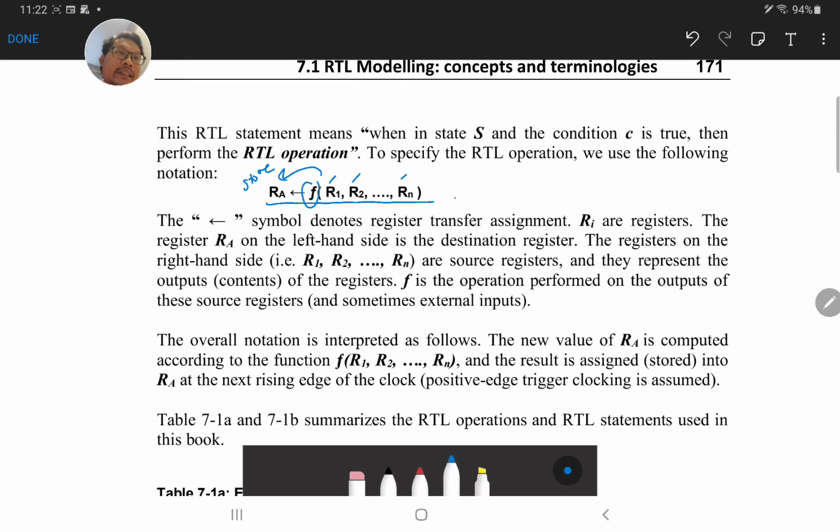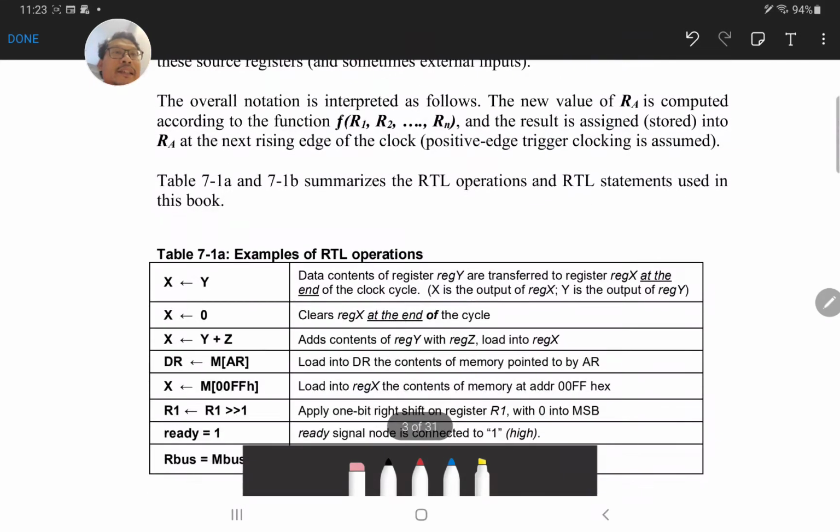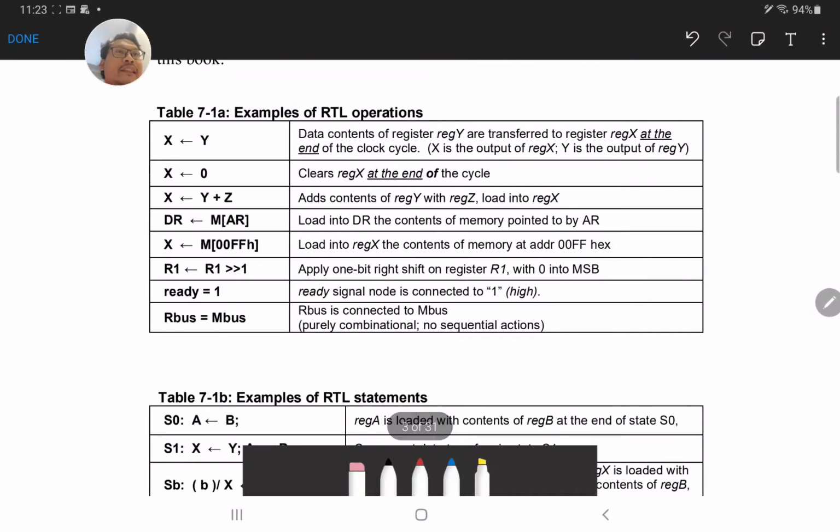Okay, so that is the RTL operations. Once we have the result, we want to put it back inside the registers. So what are the operations that we can do to the registers? What are the RTL operations? You summarize them in this table here. If we have X arrow Y like this, it means that we want to transfer the contents of register Y into register X at the end of the clock cycle. So basically what we're saying is Y goes to X.